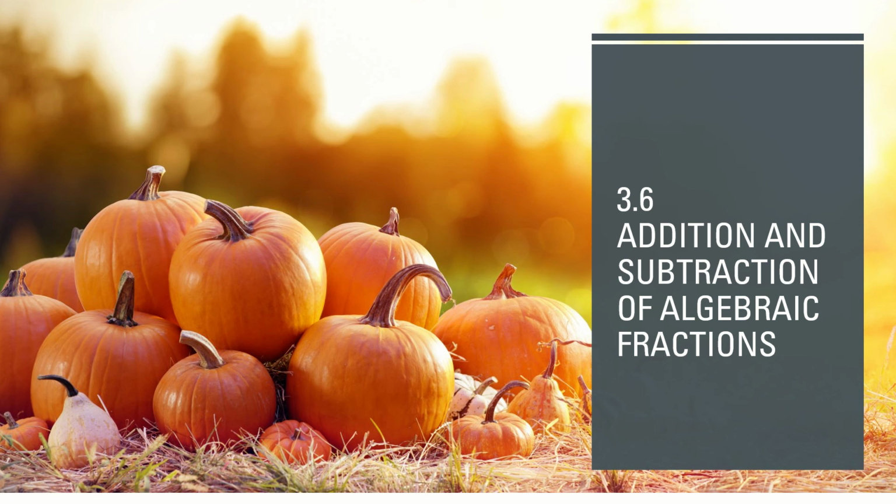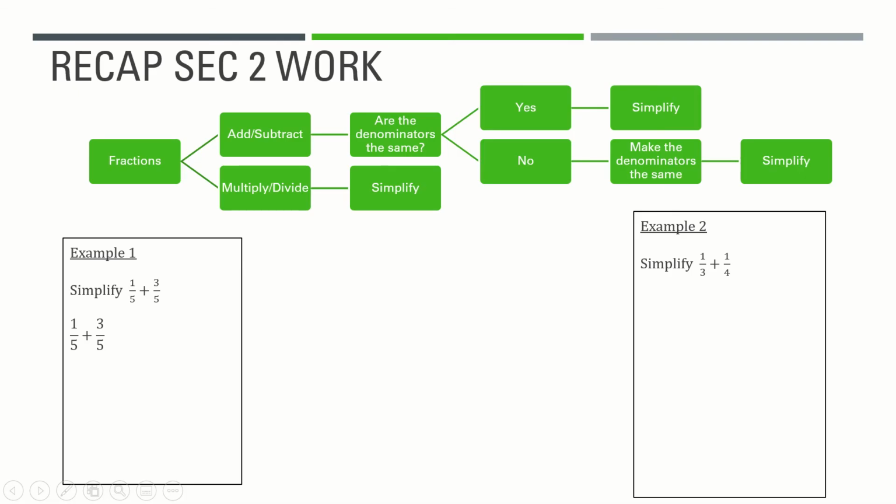Alright, this is the chapter on addition and subtraction of algebraic fractions 3.6. To do this chapter, you need to first recap your Sec 2 work. Talk about fractions. There are two ways you can go about doing it. You either add or subtract fractions, or you can multiply or divide. Now the last part of the chapter, we learned about multiplying and dividing.